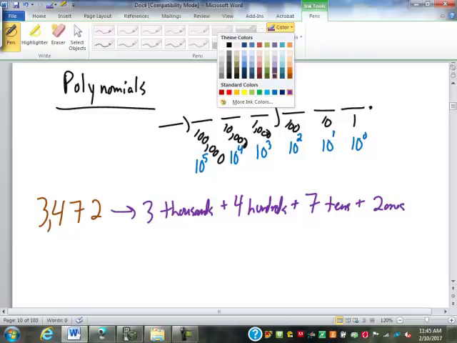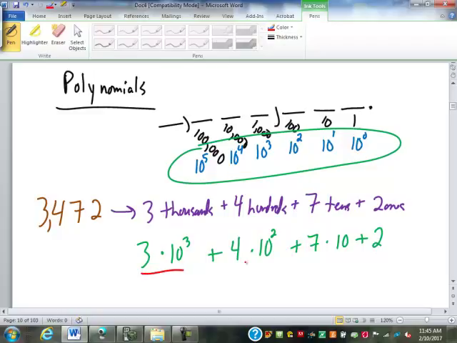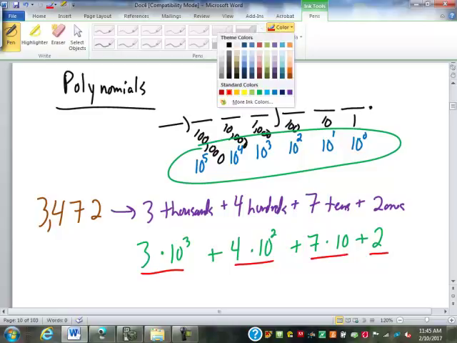But with what we just wrote up here for our place values, instead of writing out the words thousands, hundreds, tens, and ones, we can just write it like this. 3 times 10 to the third is thousands, plus 4 times 10 to the second is hundreds, plus 7 times 10 for tens, and plus 2, and 10 to the 0 is just 1, so we're just going to leave that as a 2 there. And when we write it out like this, with our 4 digits all written out in expanded form, we can now start to look at how the structure of algebraic numbers is similar to that.